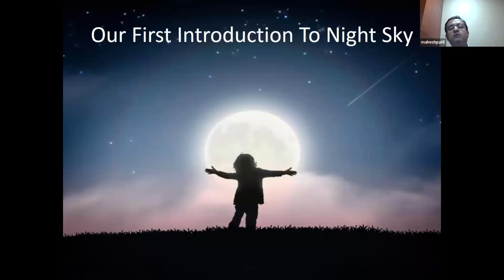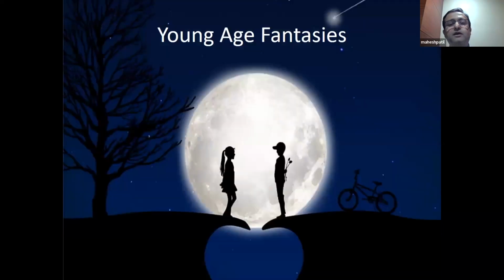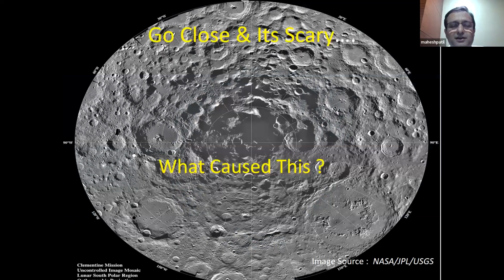So the moon, this is our first introduction to the night sky. This is what raised our inquisitiveness to know what is beyond Earth. Okay, all of us are excited. As we grow, our fantasies along with this celestial body grow. So we have a lot of dreams associated with this body. But as we go a little closer, we realize it's scary. By the way, I'm talking about the moon only, nothing else. Keep that in mind. So the obvious question is, what caused this?